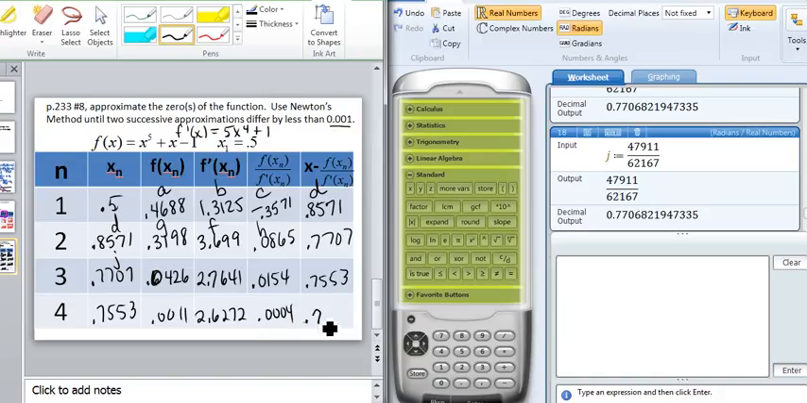So I end up with 0.7549. Notice that these two right here differ by less than 0.001, so I can now stop. So my approximation for my x-intercept is 0.7549, or you could say 0.755.